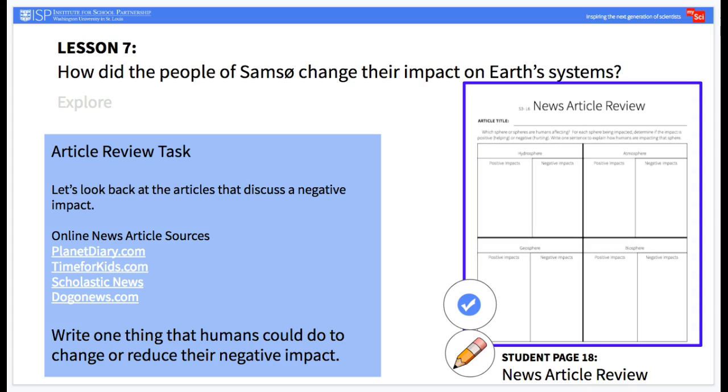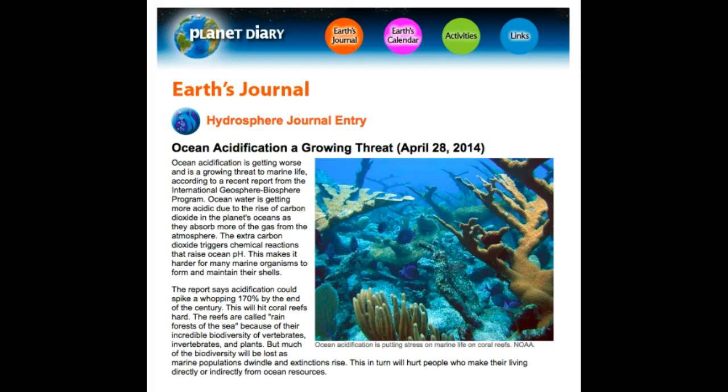In the Explore portion of this lesson, students will revisit the online news articles from Lesson 6, focusing only on those articles that describe negative human impacts on the environment. Students will read one article projected in front of the whole class and explain using Post-its what could be done to reduce the negative impact being described. For example, students could describe how using alternative energy would decrease carbon dioxide concentrations in the atmosphere. As a result, this would decrease the rate of ocean acidification and the death of coral reefs.